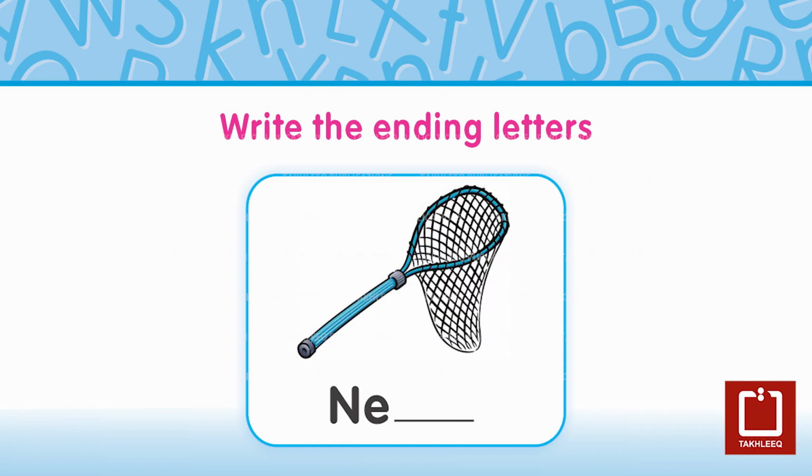Here we see the picture of a net. Here is written NE-. The spellings of net are NET. Net. Here ending letter T is missed. So we write here T.